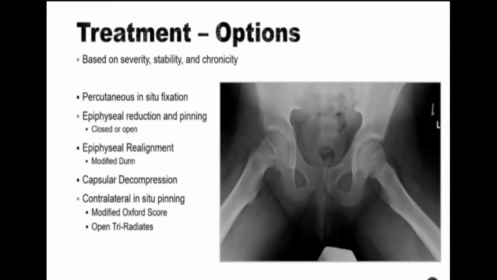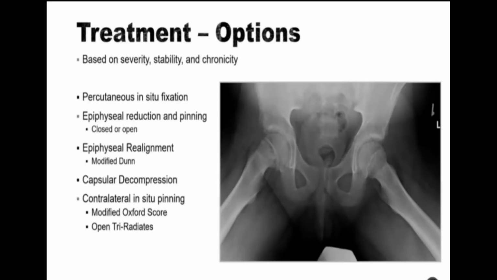So, treatment options. You have a kid come in with a suspicion of a slipped capital femoral epiphysis. You admit them and get them ready to go to the operating room. And I may just ask Skip, on a stable SCFE, we all have different treatments. What's your surgical plan for a stable slip?